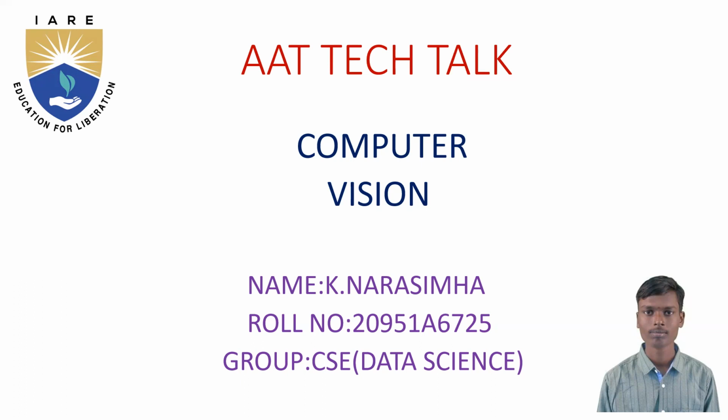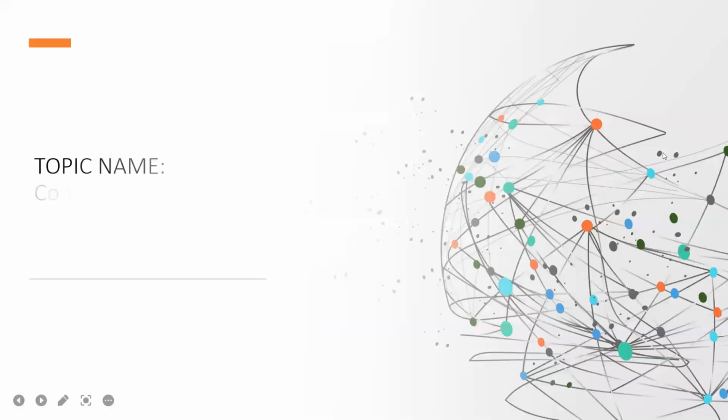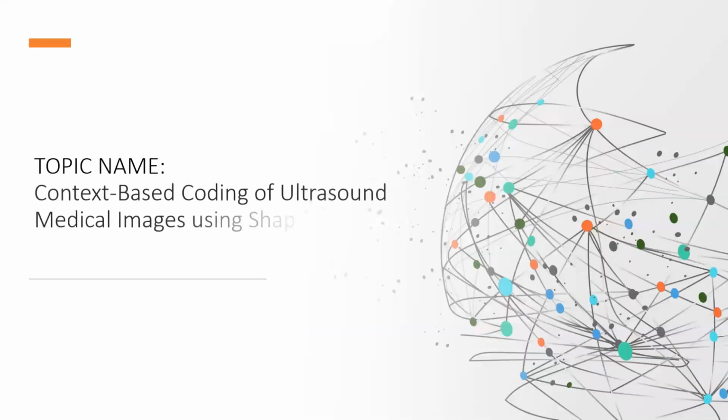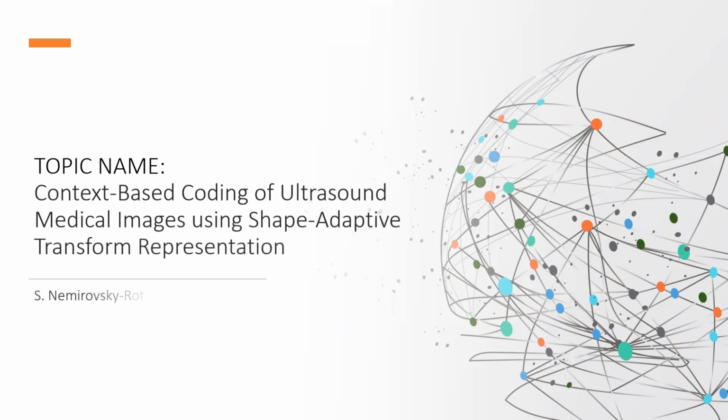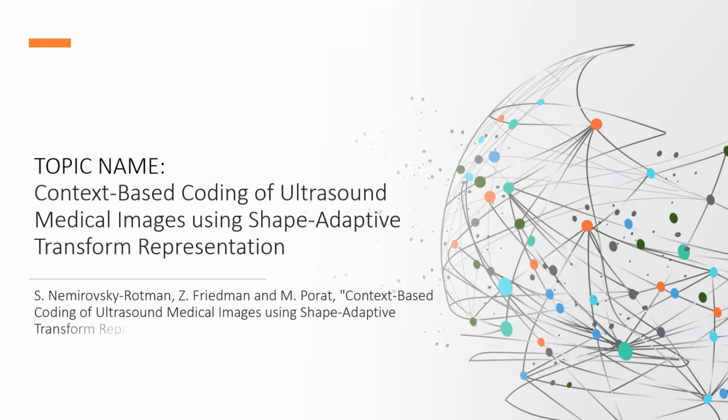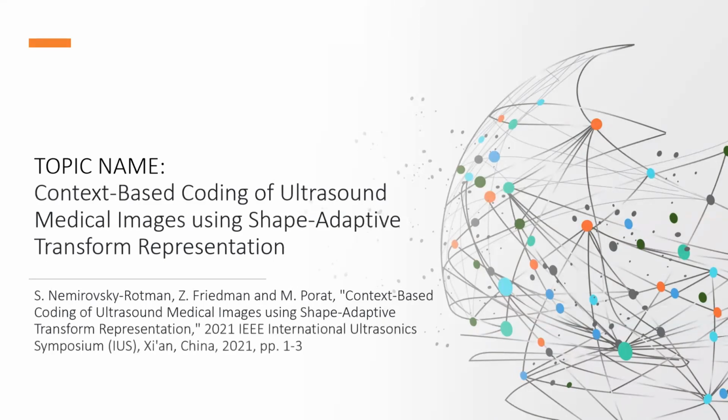So today, as a part of my AIT Tech Talk videos, in the subject of computer vision, I want to explain a topic named context-based coding of ultrasound medical images using shape adaptive transform representation. This is the title of an IEEE paper, and here you can see the citation of that paper, which was published in the year 2021 by these three authors.